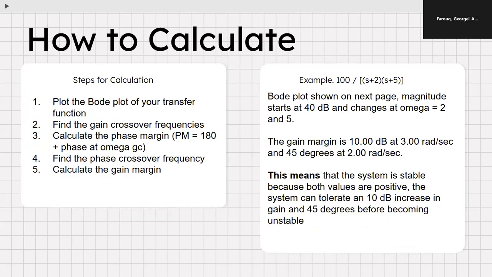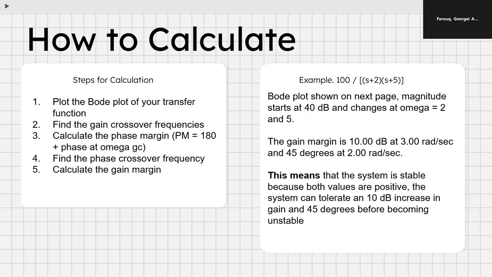So to calculate this, you plot the Bode plot of your transfer function, you find the gain crossover frequency, and then you calculate the phase margin using the equation PM equals 180 plus the phase at omega GC. And then you find the phase crossover frequency and calculate the gain margin.